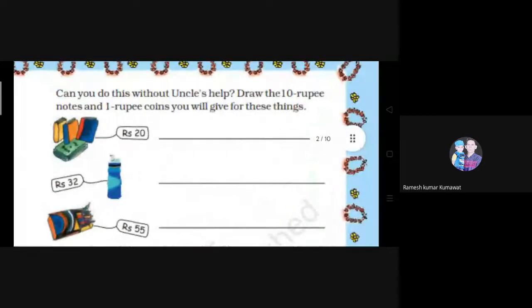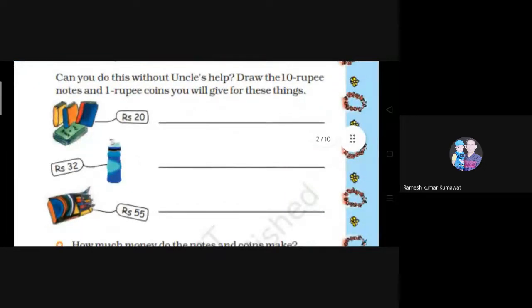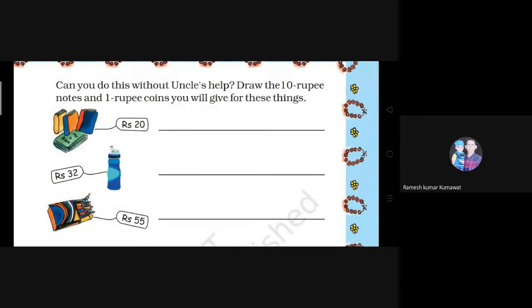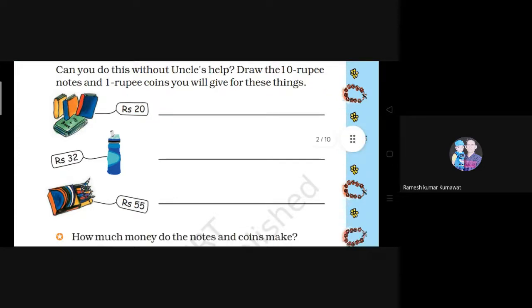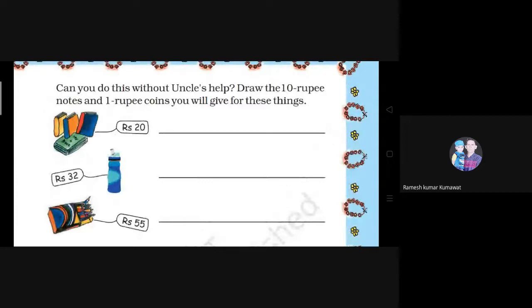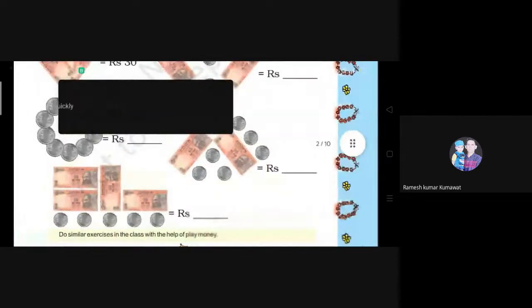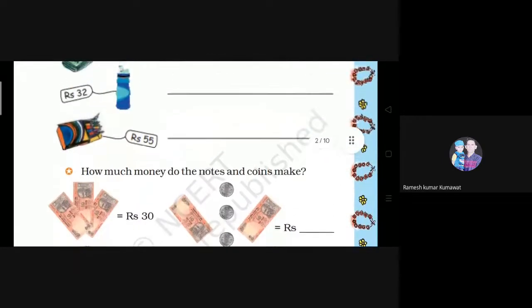So can you do this without any help? What you have to do: draw the 10 rupee notes and 1 rupee coins you will give for these things. For 20 rupees for books, how many 10 rupee notes and 1 rupee coins will you have to give? For 30 rupees for a bottle and 55 rupees for crayons, how many notes and coins will you give? Sorry, it will come to 20. You have to write this on page number 57. Write all of this in your notebook and show me.